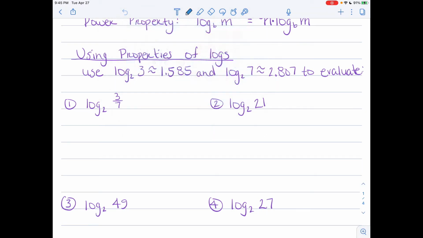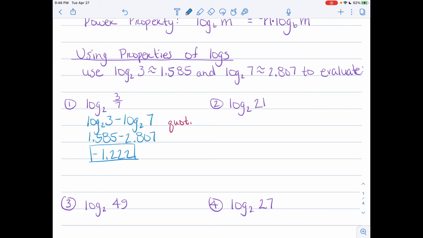This first one is log base 2 of 3 divided by 7. Well, I don't know what log base 2 of 3 divided by 7 is, but if I break it apart and create a subtraction out of it, look what happens. I can say log base 2 of 3 minus log base 2 of 7. That uses our quotient property. And now, I know what log base 2 of 3 is. It's right here. And log base 2 of 7 is right here. So I can simply substitute, plug that in, and get my value. So I will say 1.585 minus 2.807, and if you put that in your calculator, you're going to get negative 1.222 as a final evaluation of that log.